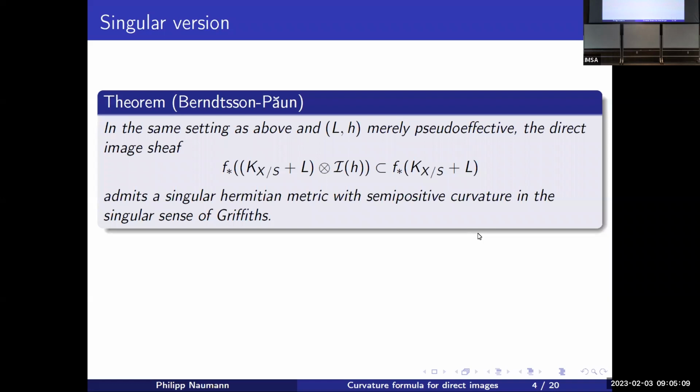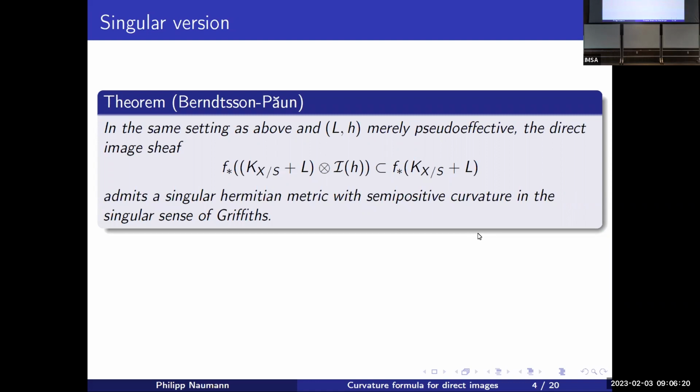Then there's this important generalization to the singular setting given by Berndtsson and Paun shortly after Berndtsson's result. This deals with a pseudo-effective line bundle L given with some singular metric H that has a semi-positive curvature current. In this case, we have to look at L2 integrable sections. So I_H is now the multiplier ideal sheaf given by this singular metric H. When we twist by this, we only look at the L2 integrable L-valued canonical forms. And then the result is that the direct image admits a singular Hermitian metric, which is positive in the singular sense of Griffiths. This notion was introduced in the Berndtsson-Paun work.